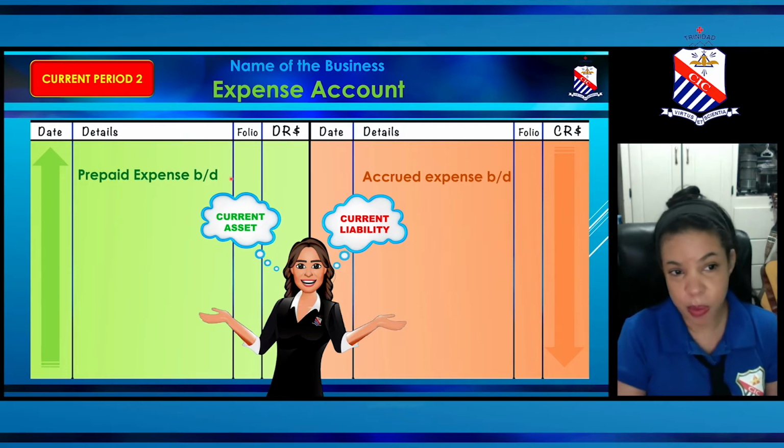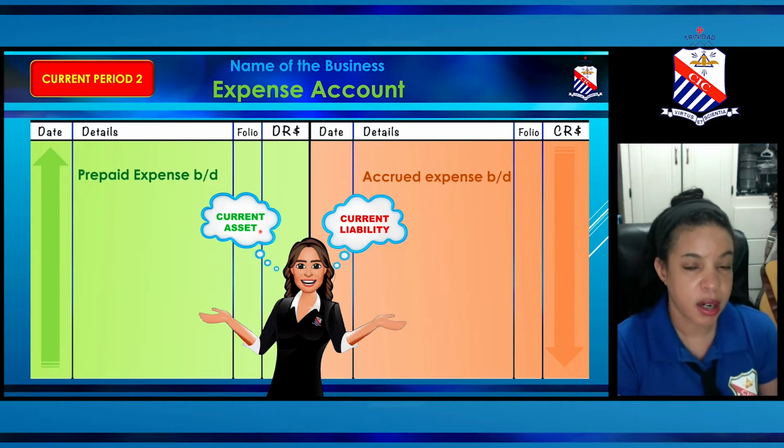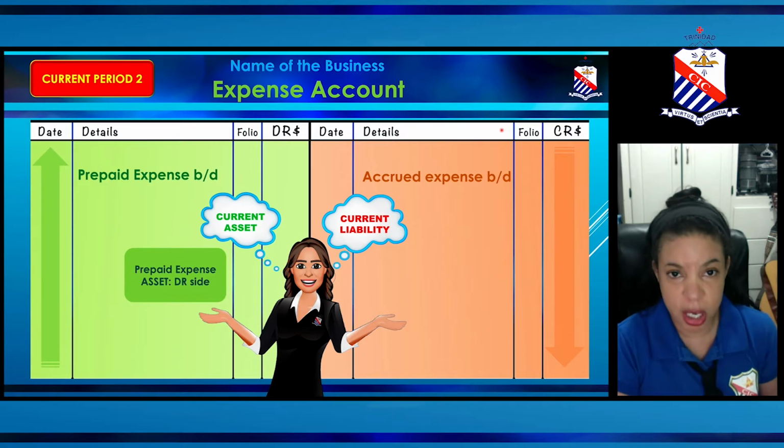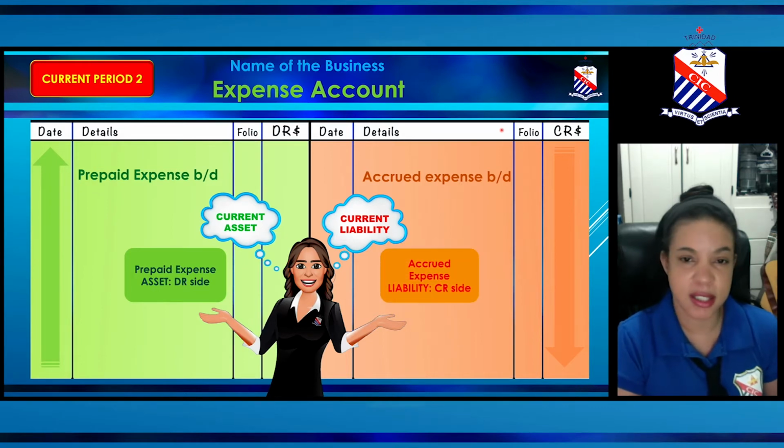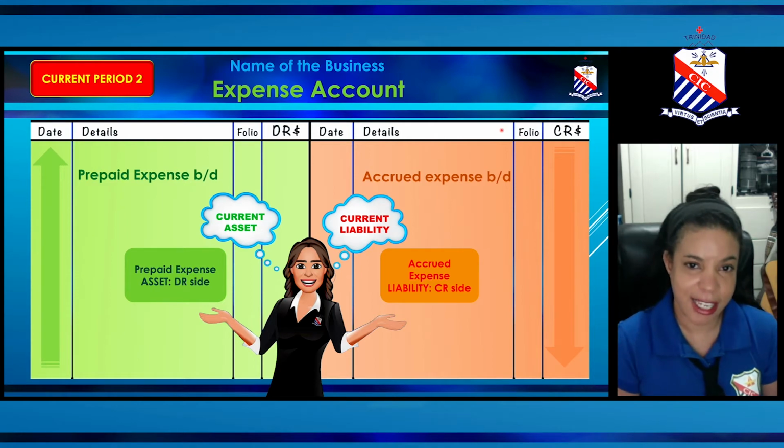What do I mean? Remember, prepaid expenses are current assets, and according to the double entry rules, current assets debit. And you see, it ends up on the debit side. Even though it's not its own account, it's on the debit side of the expense account. And the same thing for the accrued expense. The accrued expense is a current liability. And even though it doesn't have its own account for CSEC, in the expense account, it is still shown as a liability because it is on the credit side.